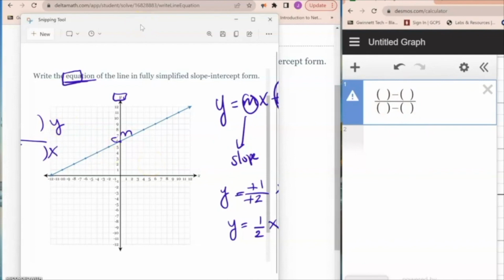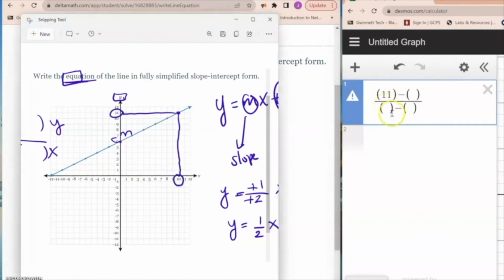So let's say I pick this point right here. Okay, I want the top to be Y, so I'm going to go to the Y value first. That's 11. When I come to the calculator, I'm going to put 11. What does 11 go with? It goes with 10. So on the bottom, on X, I'm going to put 10.